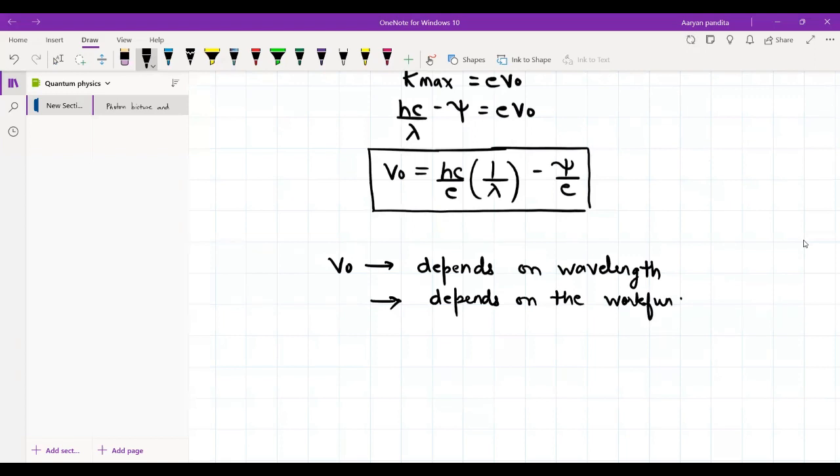Third most important thing: the stopping potential does not depend on the intensity of light.